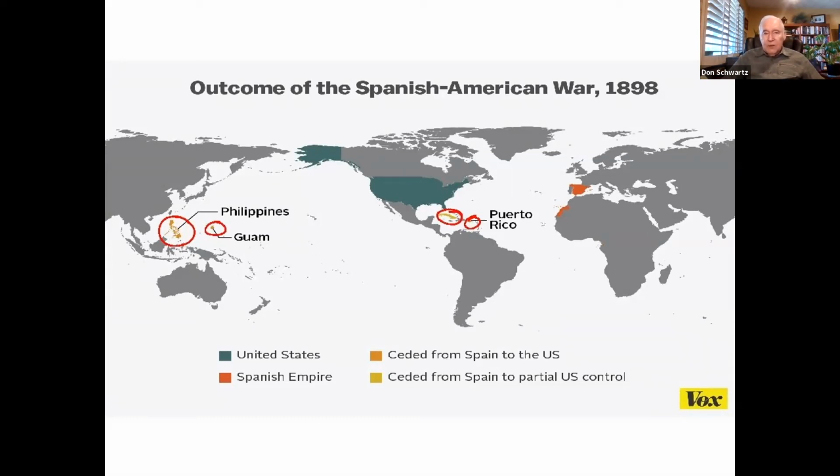The United States fought against British colonialism in 1776, and yet we became a colonial power in 1898. So why were Americans so ready to expand overseas? What forces promoted such a dramatic shift in American foreign policy? Well, I would suggest there were a number of reasons for this.